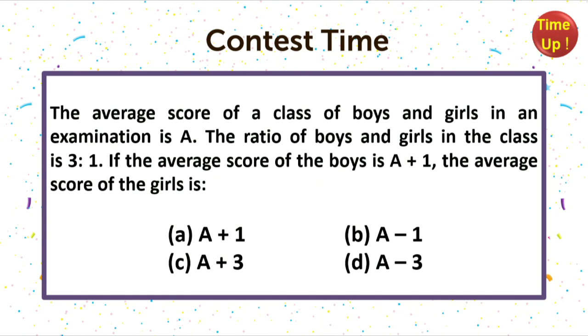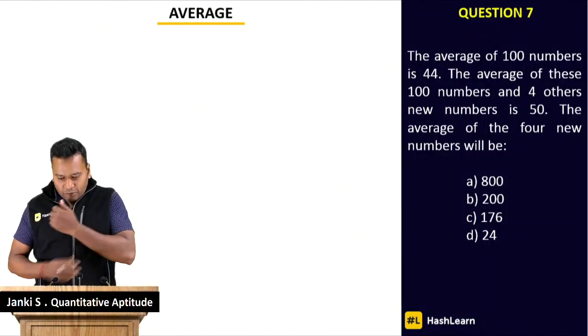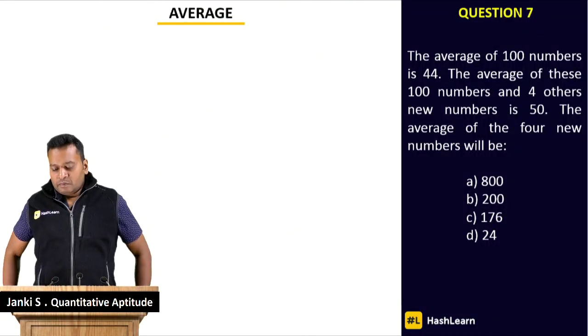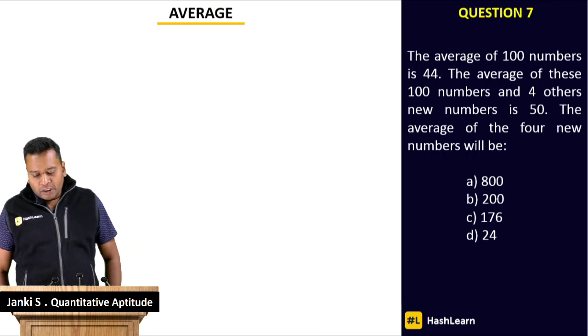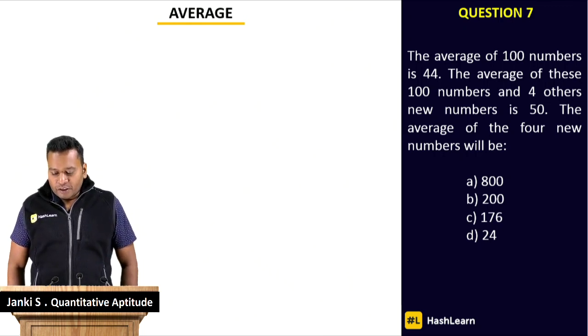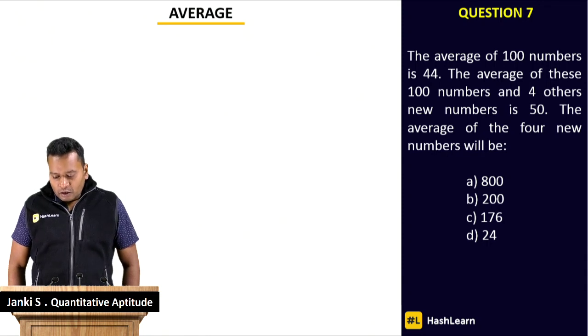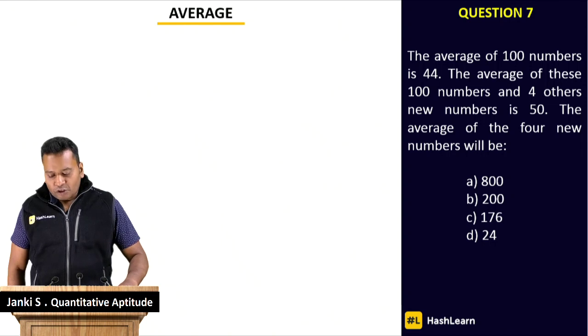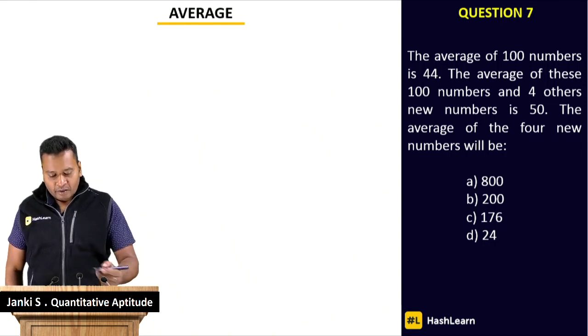Okay, time up. Let's move to the next question now. The average of 100 numbers is 44. The average of these 100 numbers and 4 other new numbers is 50. Then what is the average of the 4 new numbers? What is the logic? Same logic, right?